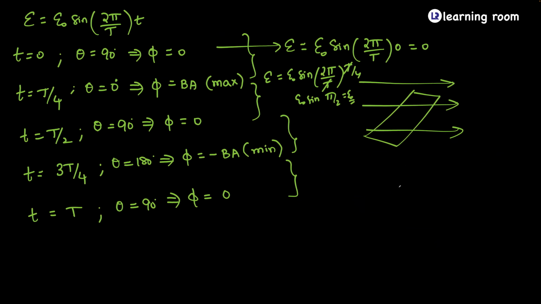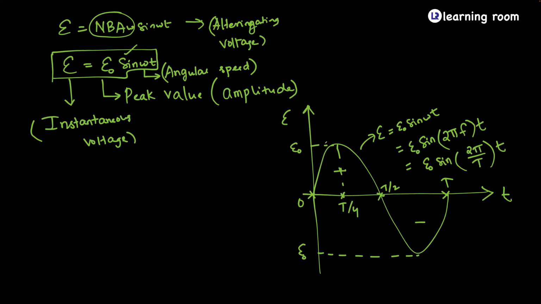When you substitute T by 2, you will get E is equal to E naught sine of 2 pi by capital T into T by 2. So T and T are gone, 2 and 2 are gone. Sine pi is again a 0. So like this, if you keep on writing, you will get the value of the instantaneous EMF at that point, and with that also, you can analyze this graph. Similarly, if you substitute 3T by 4, you will get 3 pi by 2. Sine of 3 pi by 2 is minus 1. So this will be minus E naught. And when you substitute back T, again it will be 0.